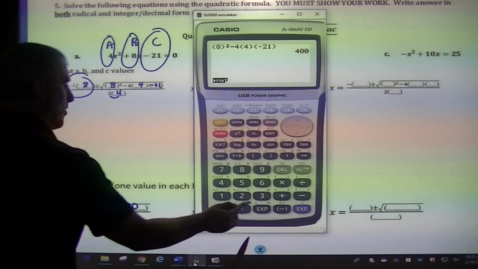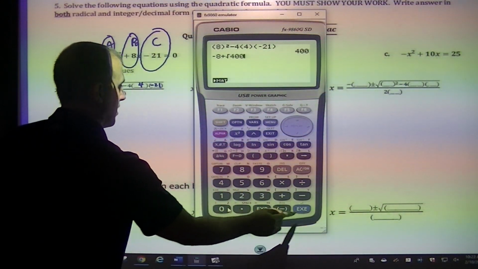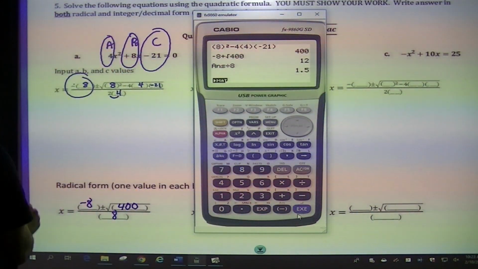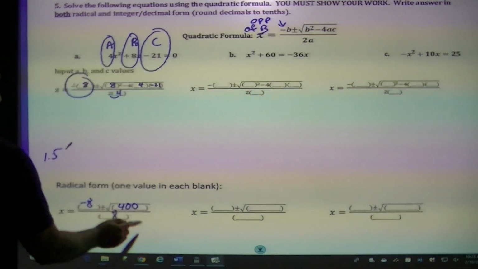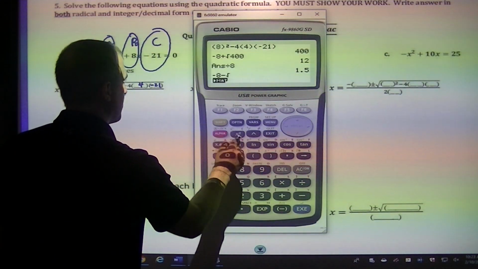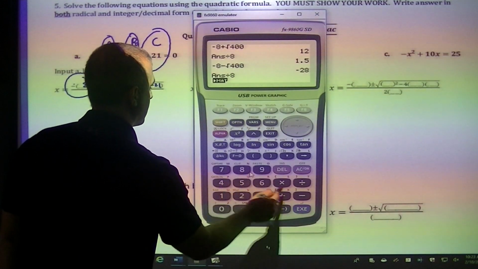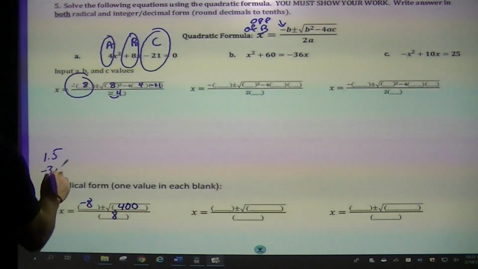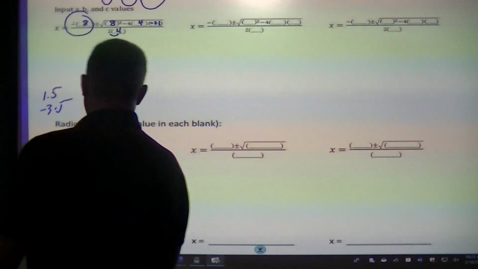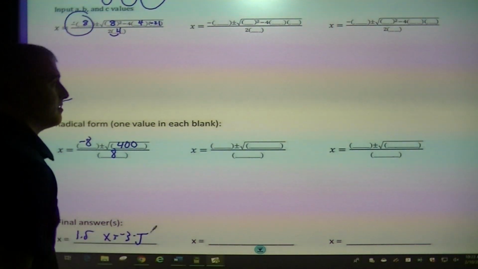Now what I'm going to do is negative 8 plus square root of 400, figure out what that is and divide by 8. So my first answer is 1.5. And then I would do negative 8 minus the square root of 400, divided by 8. So that gives me negative 3.5. So down here where my answers are supposed to be, I would write x equals 1.5, x equals negative 3.5.